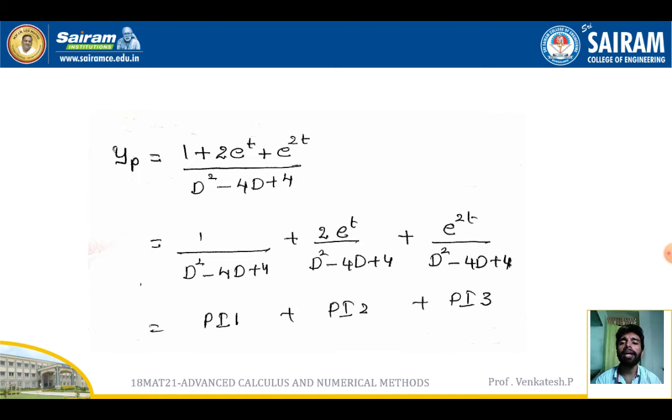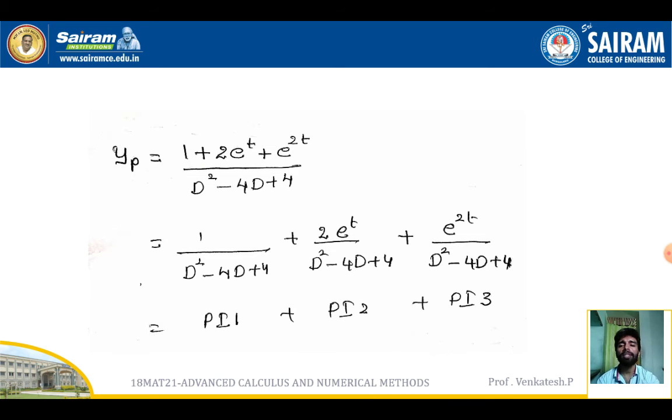So I am taking 1 by D square minus 4D plus 4 as one equation, plus 2 e power t divided by D square minus 4D plus 4 as another equation, plus e power 2t by D square minus 4D plus 4 as one more equation. So I am going to choose these as three equations: particular integral 1, particular integral 2, particular integral 3. I am going to solve all these three equations individually now. So now we will see how to solve them one by one.